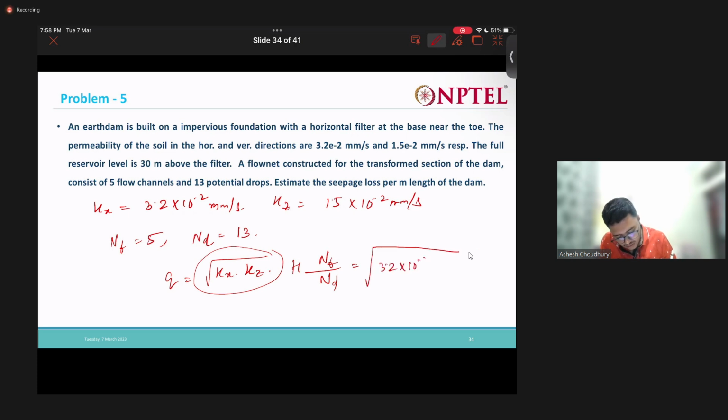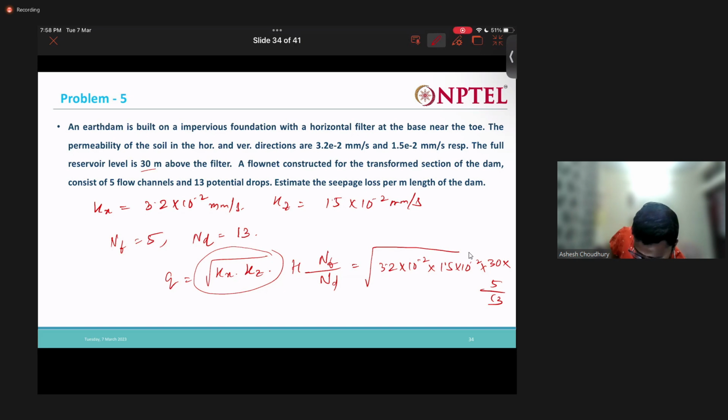3.2 into 10 to the power minus 2. What is H? 30 into NF by ND. Please calculate. So please keep the units consistent, okay? This one is in mm, so this will come in mm per second. So this 30 also you convert to mm, or this you convert to meter.